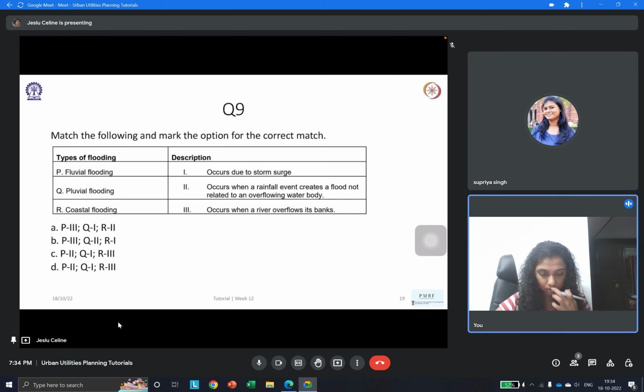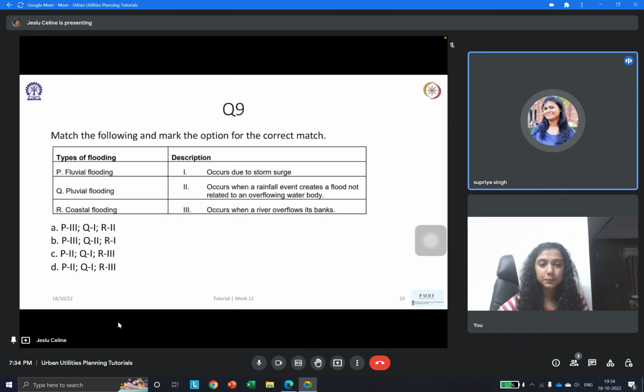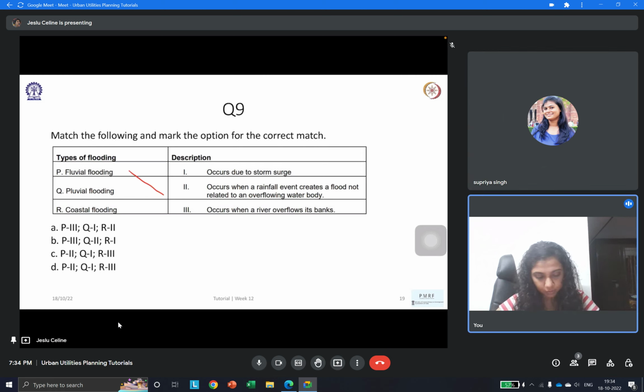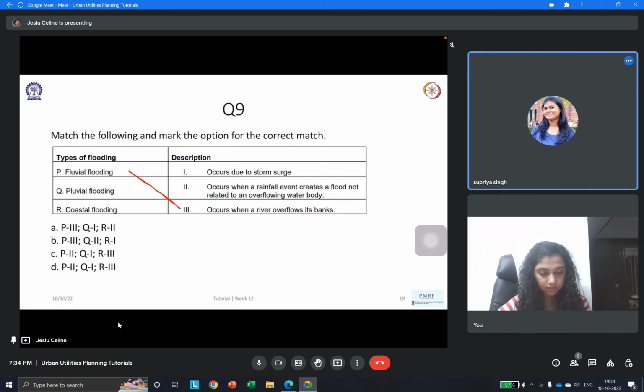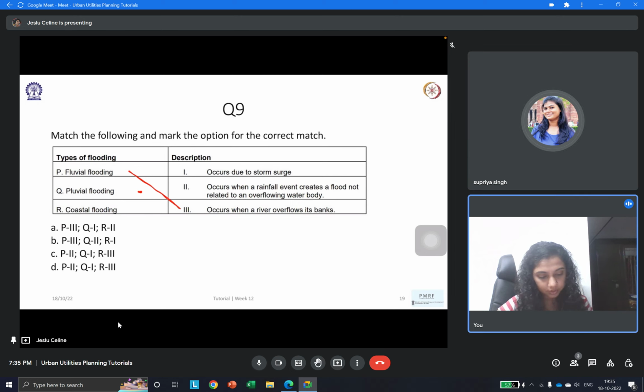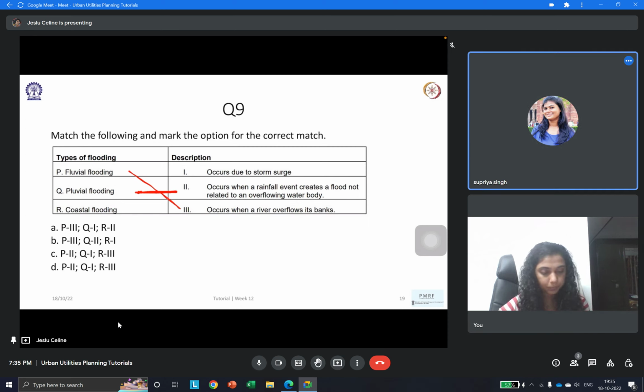So this is also simple. Fluvial flooding is when a river overflows its bank. That is the third one. Pluvial is the second: rainfall creates flooding not related to an overflowing water body, basically from rainfall. Coastal is a storm surge.